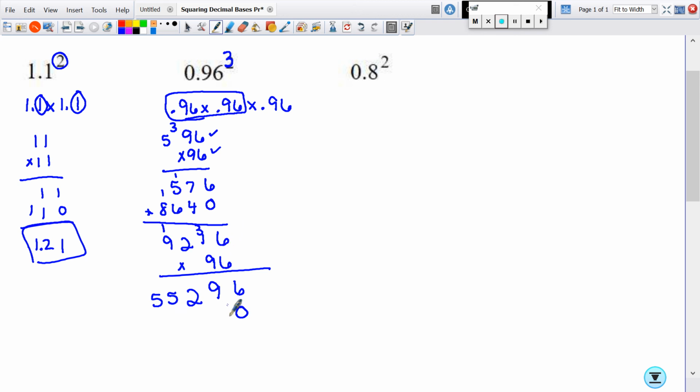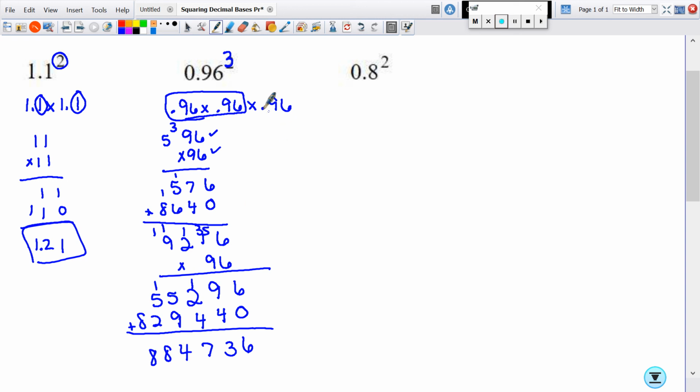And 6 times 9 is 54. Carry the 5. 1 times 9 is 9. Plus 5 is 14. Carry the 1. 2 times 9 is 18. Plus 1 is 19. Carry the 1. 9 times 9 is 81. Plus 1 is 82. Add those. So I've got 6, 13. Carry the 1. 7, 14. Carry the 1. 8, 8.